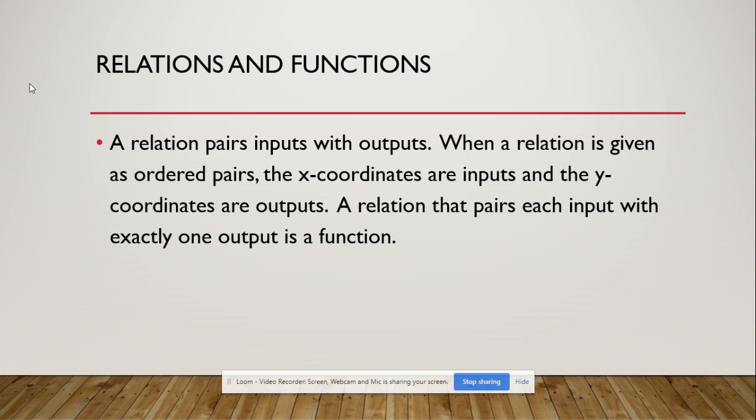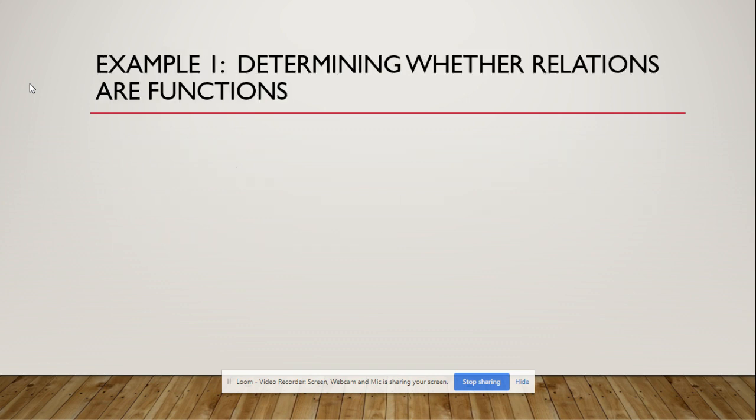Now, a relation that pairs each input with only one output, that's what we call a function. A function means that every single possible input has only one possible output that goes with it. So, determining whether or not relations are functions. We're going to see several different styles of looking at a relation, and then we're going to use that one definition, that each input has only one output, in order to identify if it's a function.